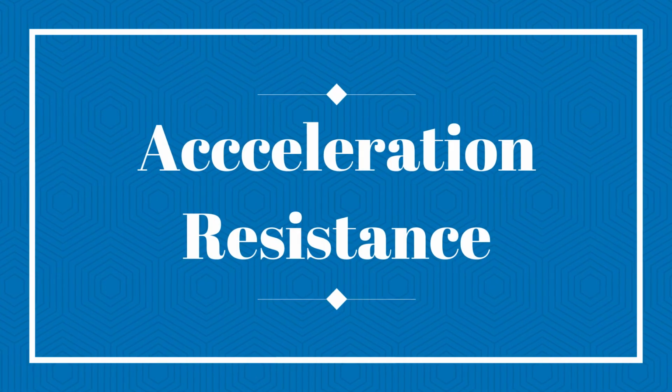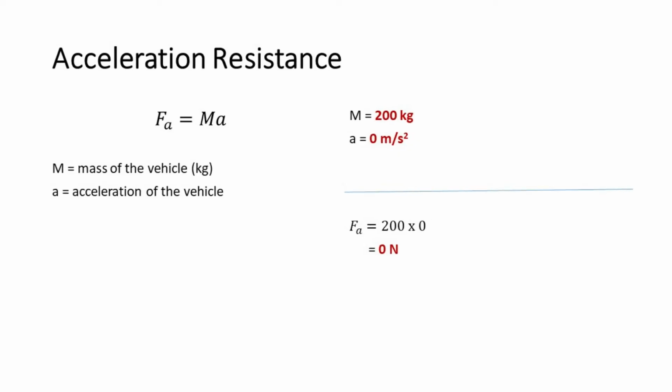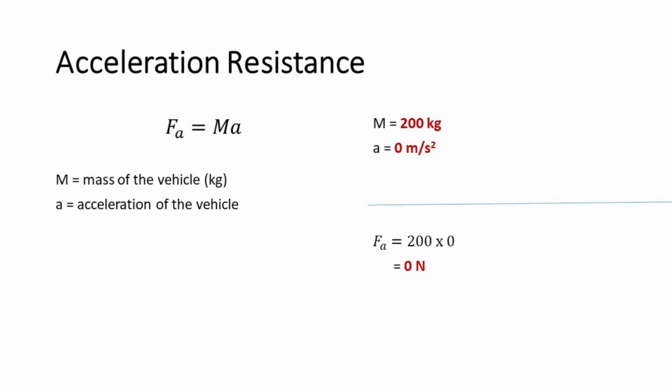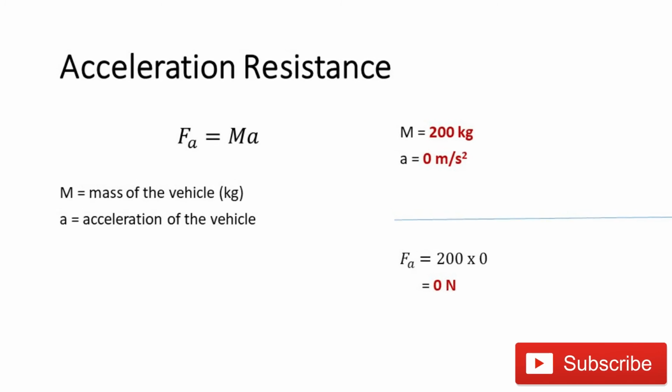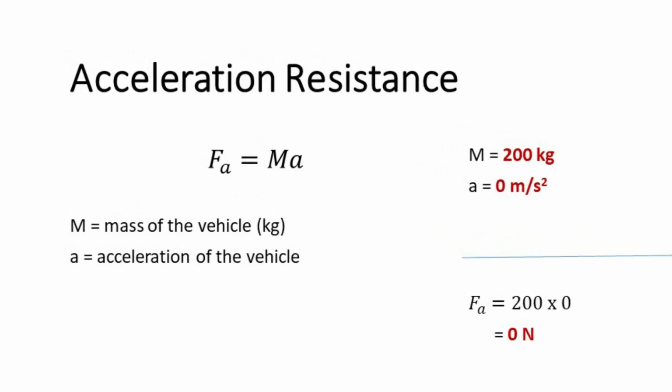Another force is acceleration resistance. It is the product of the mass of the vehicle and acceleration. Our scooter travels at a constant velocity of 60 km per hour. That means the acceleration is 0 meter per second square. So the acceleration resistance is equal to 0 Newton.